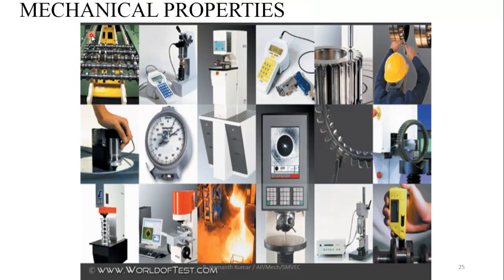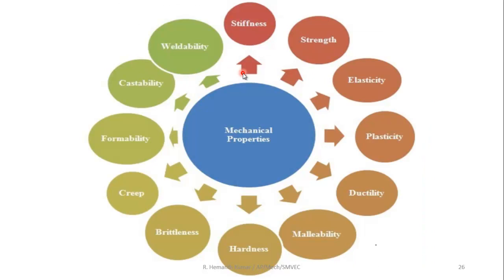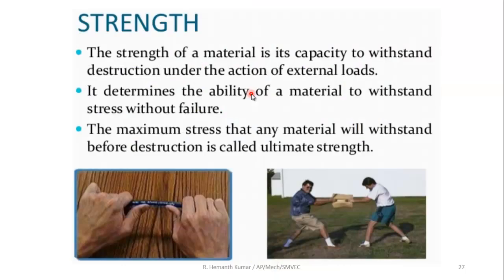Next, mechanical properties. Let's have a brief information about mechanical properties. We have various mechanical properties like stiffness, strength, elasticity, plasticity, ductility, malleability, hardness, brittleness, creep, formability, castability, weldability. Let's discuss one by one in a brief manner. Strength is nothing but how much external load is acting and how much load the material will be able to withstand.